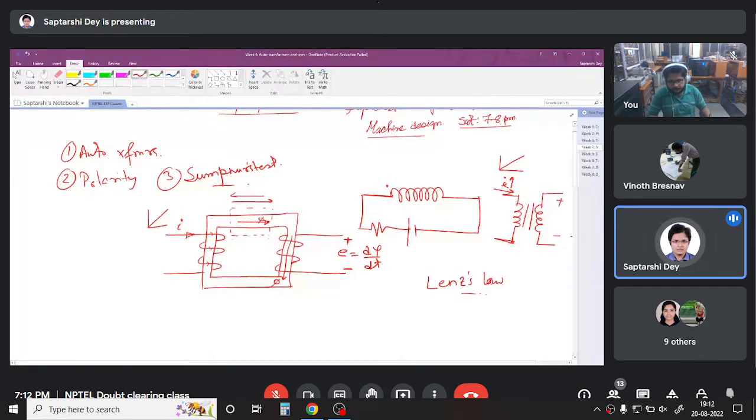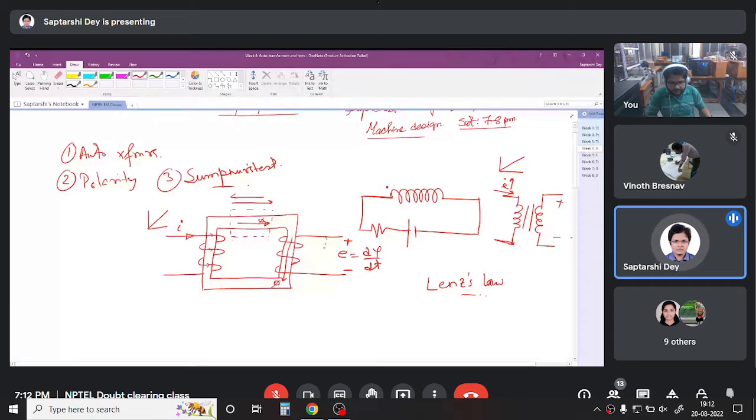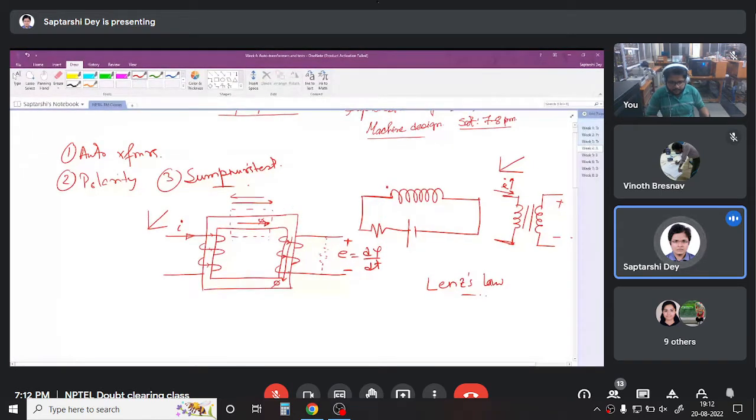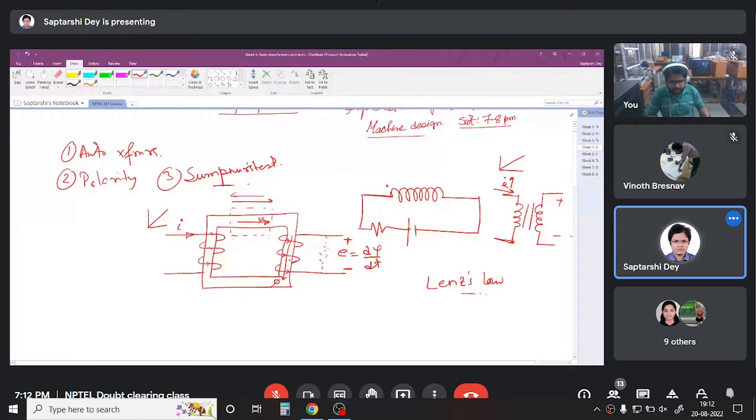Lenz's law. See, the flux is going down and it is increasing. So this winding will try to create a flux which is opposing this flux, that is upward. So this winding, if some resistance or some load is connected, will try to induce a current which is flowing like this, right? Can you see?